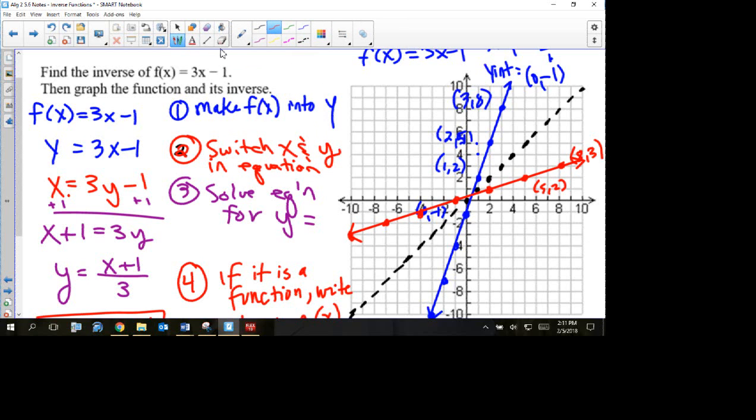And after you graph it, you say, does it look like it reflects over that line? Does it look like if you folded that paper in half, it would reflect over that line? If you need to check it, fold the paper. But if your x and your y, all the ordered pairs, are just switched, then it will look like that.